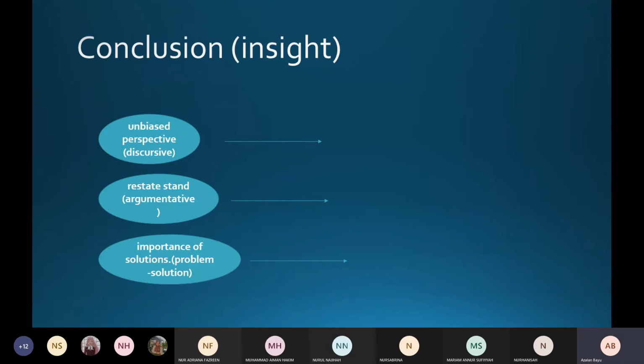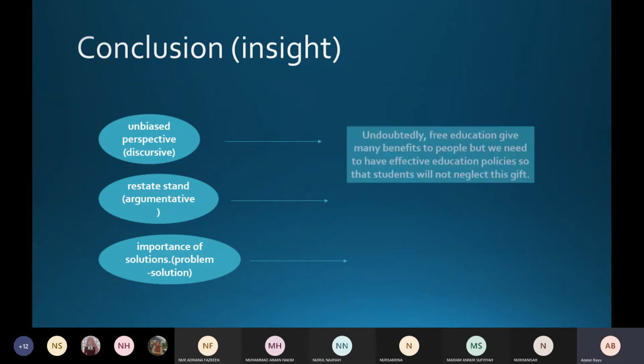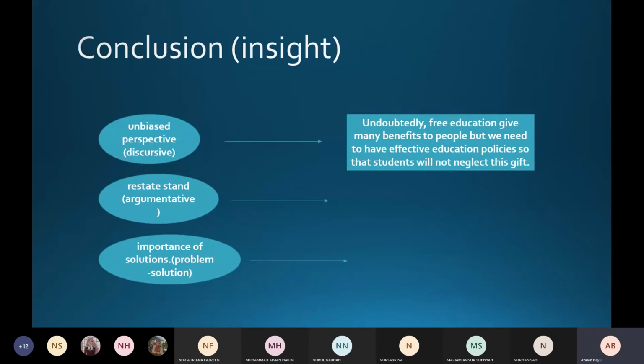Okay, for unbiased perspective, for discursive, ini adalah contoh insight. You kena bagi satu perspektif ataupun opinion yang unbiased because this is discursive. Undoubtedly, free education gives many benefits to people, but we need to have effective education policies so that students will not neglect this gift. Alright, topik dia free education. Walaupun free education ni memberi banyak benefit, tetapi kita perlu ada a very good education policy to make sure that student tidak mengabaikan tanggungjawab dia daripada apa yang dia dapat.